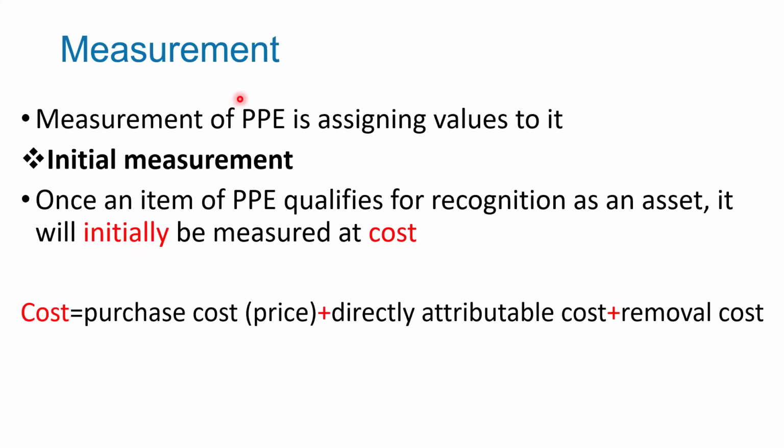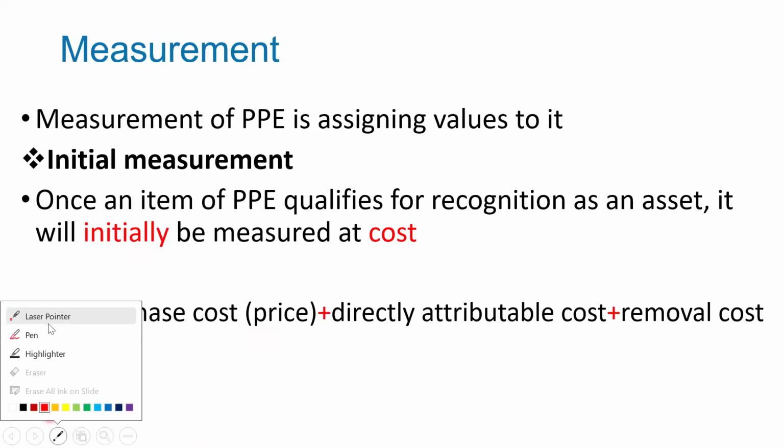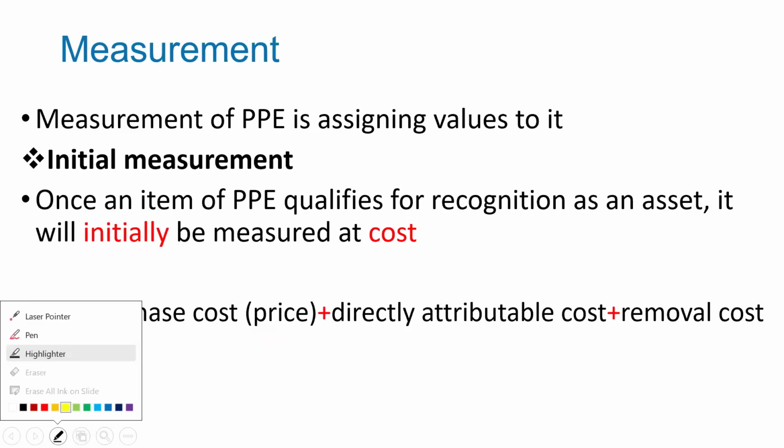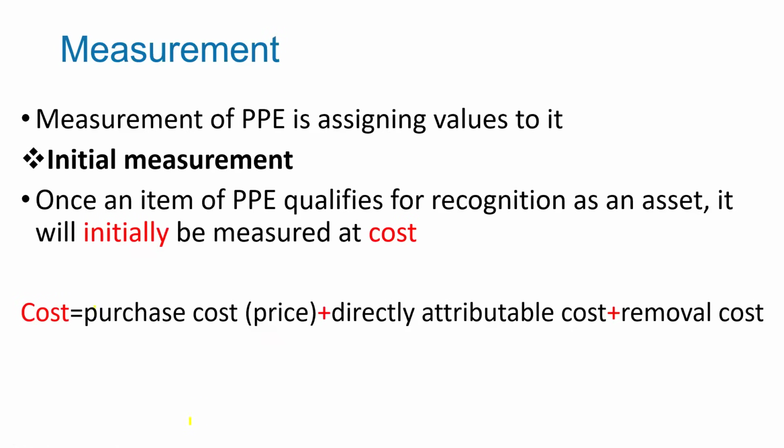Purchase cost. Let me take you back. Cost is equal to the purchase cost plus directly attributable cost plus removal cost. So what I just showed you is the purchase cost. Let me highlight it for you. So this is a component of the cost. The cost has three components: the purchase cost, the directly attributable cost, and the removal cost.